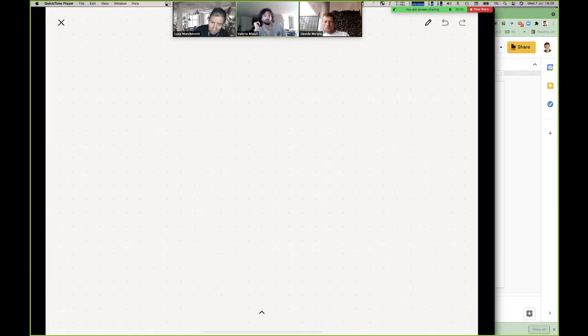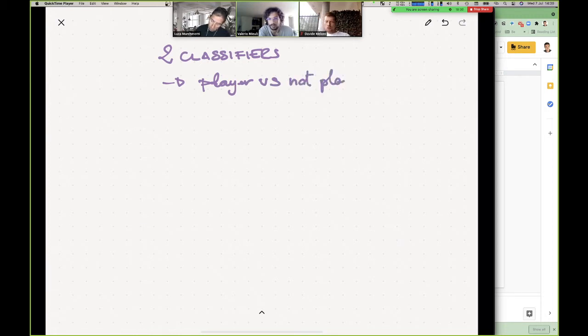Okay. So you want to train two classifiers. The first one is, let's say, a traditional CNN that, given the image of a person as input, tells you whether it is a player or not. And by not, I mean it can be an umpire, a referee, a person from the audience, whatever is not a player. And this is the first.